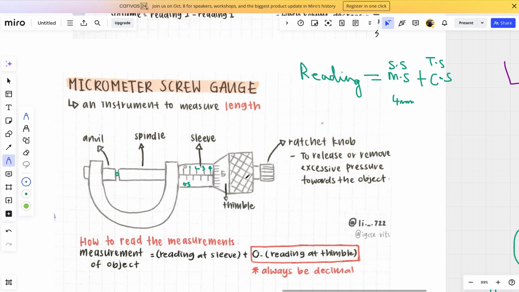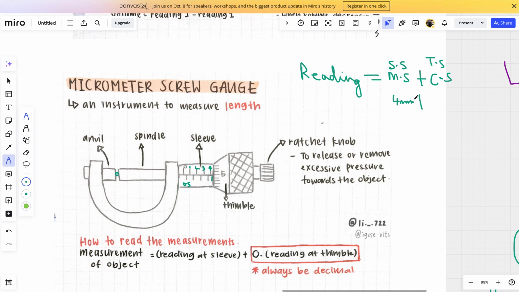Once that is done, then you start your reading. If the last mark before we reach this circular area was the one at the bottom, it would be 4.5, for example. If there was a small mark here before the main line, the reading would have been 4.5 millimeter. But the last one was 4, so that's why we read this one as 4 millimeter.